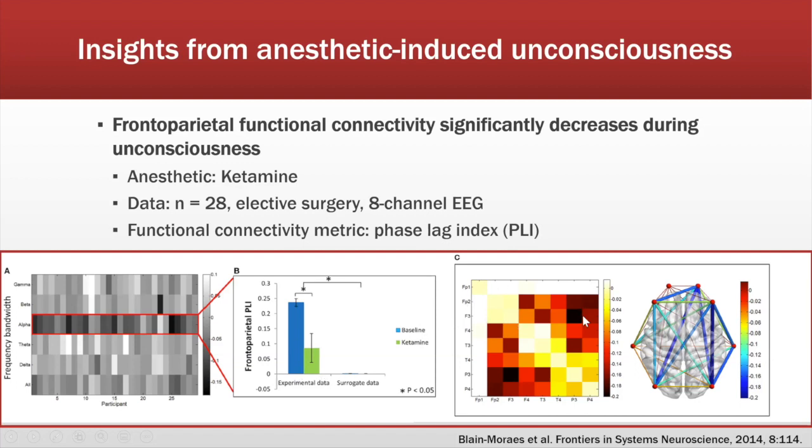The graph on the right shows you something quite similar. It's the same data, but you can see it on a channel-by-channel basis. What we're looking at is the decrease between baseline and ketamine-induced unconsciousness, and you'll see that it's not a uniform decrease across all electrodes. There's a selective decrease that is maximal across frontal parietal areas, and you can see that on the brain map over here. So we know from this data set that there is a selective frontal parietal functional connectivity decrease during unconsciousness.